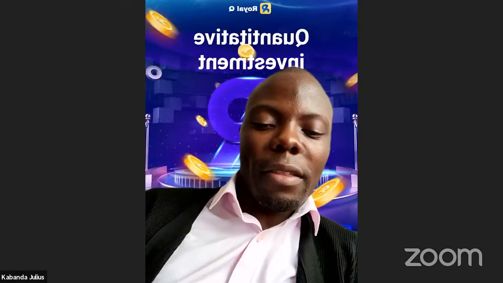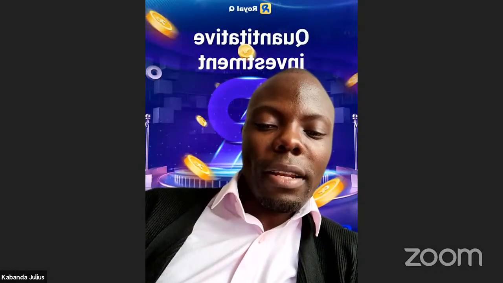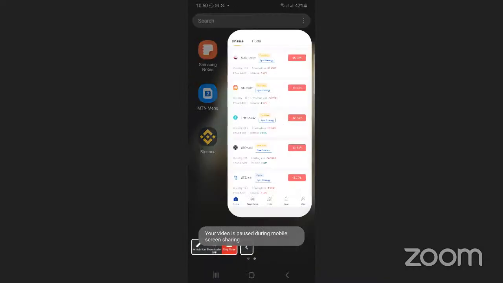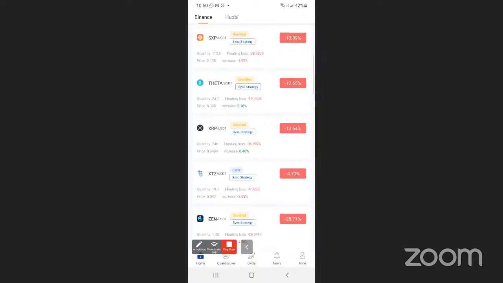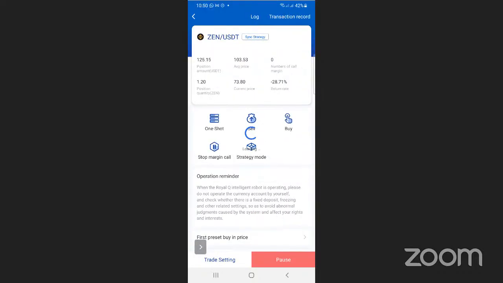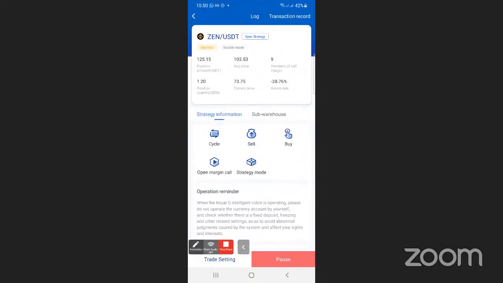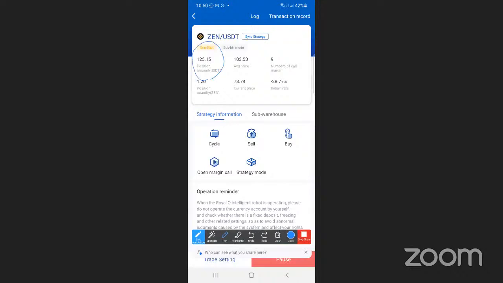Let me repeat this again. Right? Look at this, ladies and gentlemen. Let me go back to this coin I used, Zenk. Look. I bought this coin. The position amount is 125. Let me change this to red. It's 125, right?